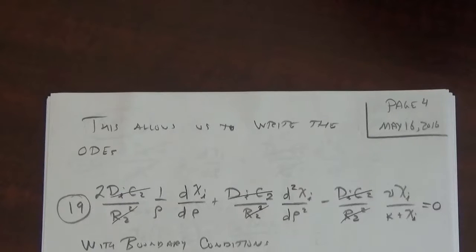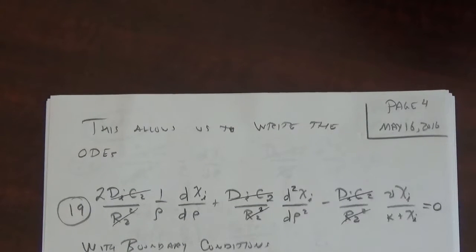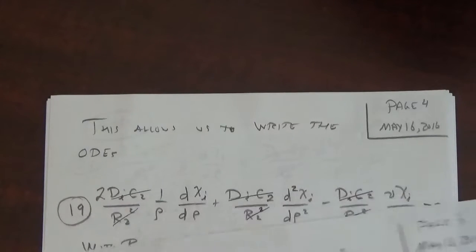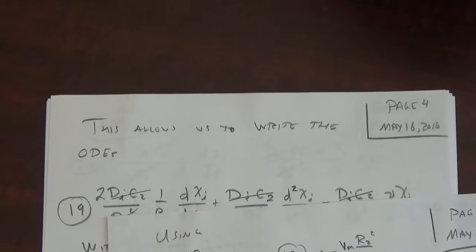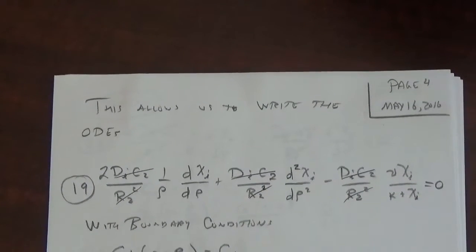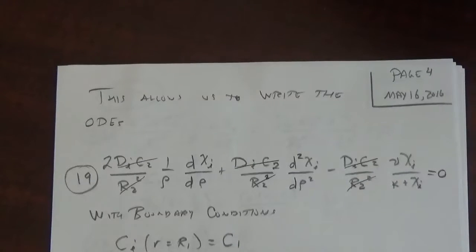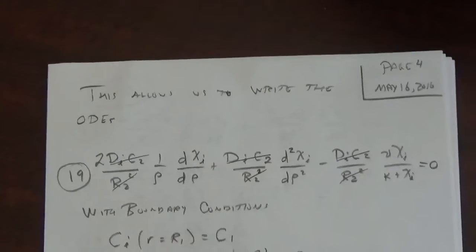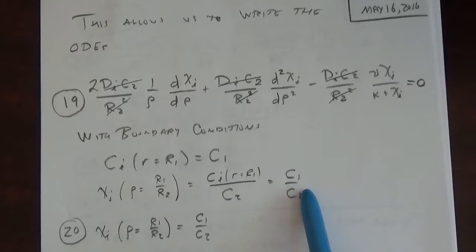So Ci at R equals R1 is equal to C1, which allows us to write chi I at rho equals R1 over R2, because we defined our dimensionless length as ranging from 0 to 1 on the exterior. So the boundary between the interior and exterior occurs at R1 divided by R2. That gives us chi I is equal to C1 over C2 as the boundary condition.